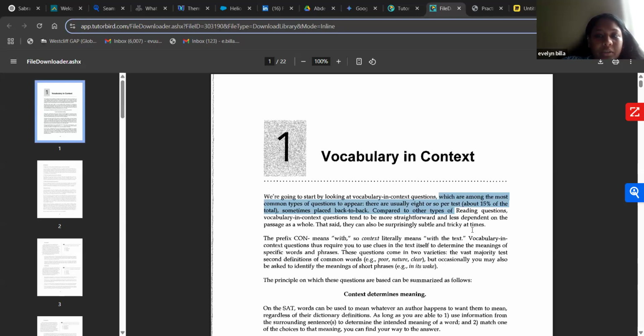Compared to other types of reading questions, vocabulary in context questions tend to be more straightforward and less dependent on the passage as a whole. That said, they can also be surprisingly subtle and tricky at times.